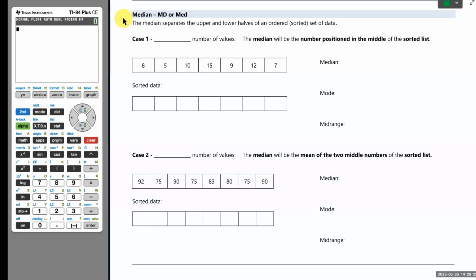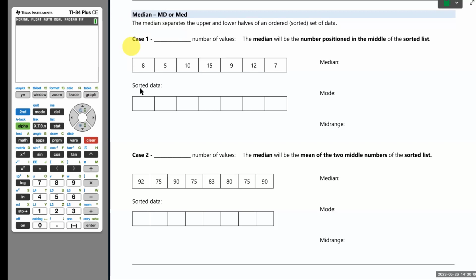Welcome. We're ready to take a look at some additional measures of central tendency in attempting to describe a typical value in a data set. So our next measure is called the median, and we'll abbreviate it either MD for median, or I'll typically use MED. We don't have different symbols for population versus sample data. We just always refer to the measure as the median. The definition of the median is the value that separates the upper and lower halves of an ordered, sorted set of data.